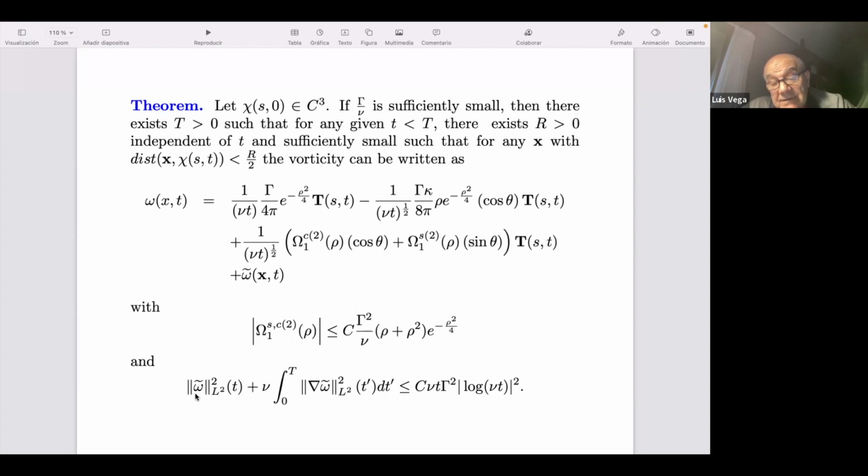Okay, and finally, what I conclude is that there is an error term, which in terms of the small parameter is much smaller. Here it is. I'm computing the L2 norm squared, so the L2 norm would go like a square root of nu t, but some log of nu t appears. We don't know if this has to be there or not. Quite likely it has to be there.